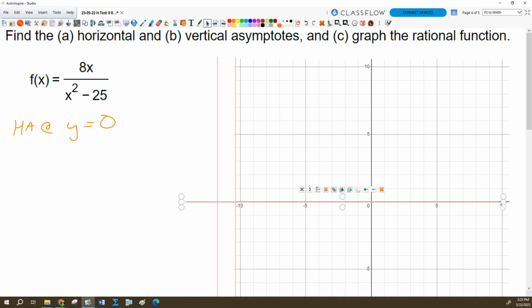Okay, what about vertical asymptotes? What would I have to do to get vertical asymptotes? Factor, good, I have to factor the denominator. So if I do that, what does the bottom factor into? Okay. So what's that telling us about vertical asymptotes? Where would I get vertical asymptotes then? 5 and negative 5. Okay.